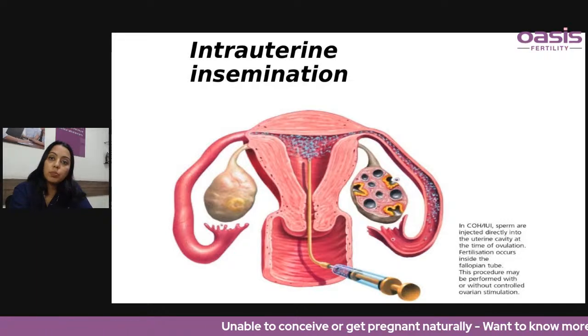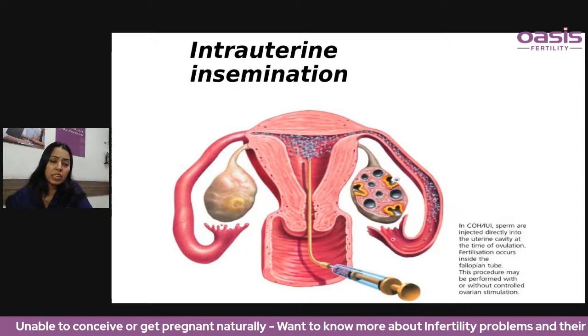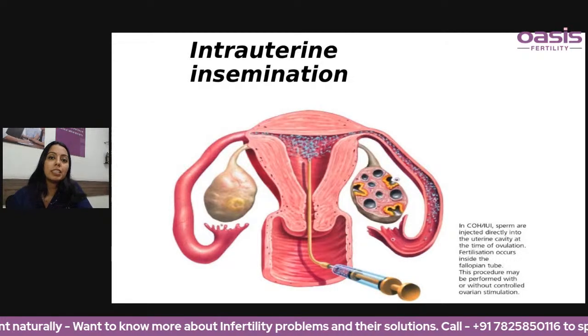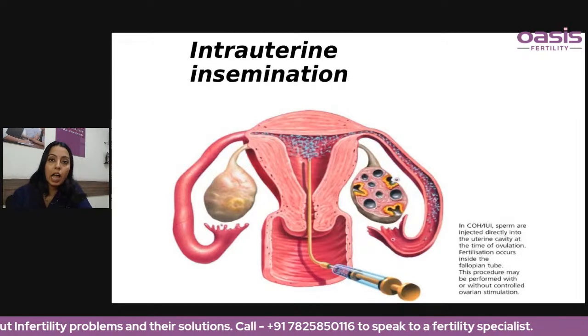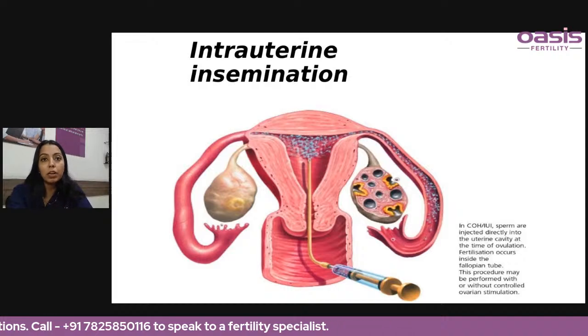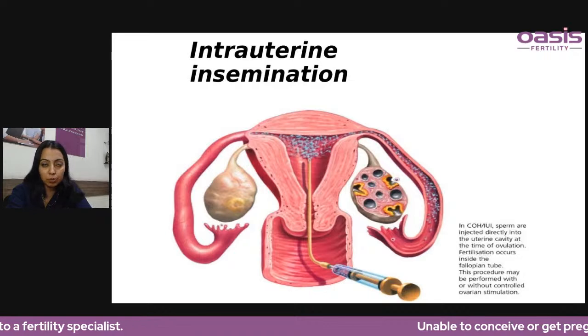Once we have confirmed the release of the egg from the ovary, then we ask the husband to give his semen sample. This semen sample is processed in the laboratory in order to get the best quality sperms, and a high concentrate of good quality sperms is then inseminated into the female partner's uterus. We try to do it as close to the released egg as possible.